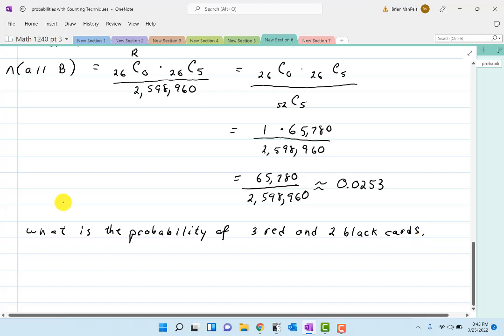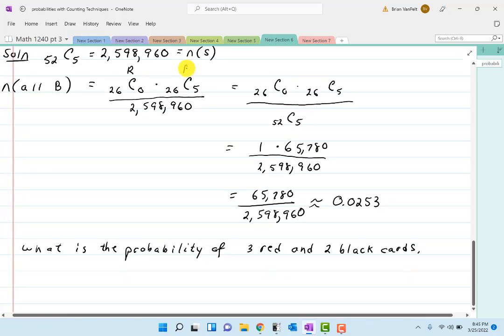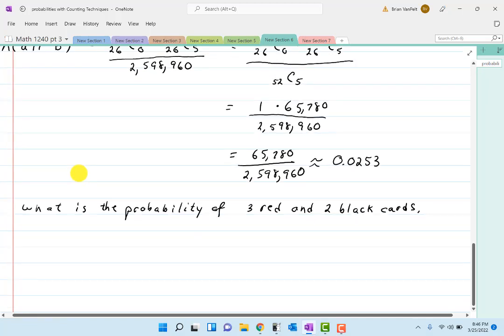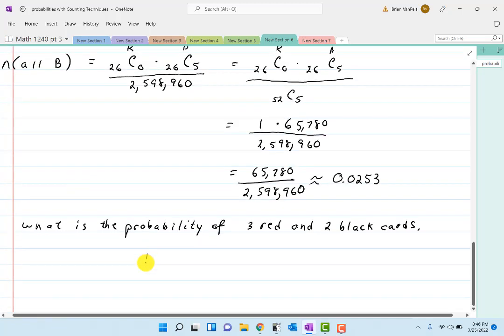So last time I was keeping track of these things. That was the black ones there. Red, black. I'm going to do the same thing here. So my probability in this case, let's call it 3R, 2B. So I've got 26 red cards and I want 3 of them. Then I've got 26 black cards, but I only want 2 of them. And once again, I'm choosing 5 cards from a deck of 52. So you can see how the subscripts are very powerful.